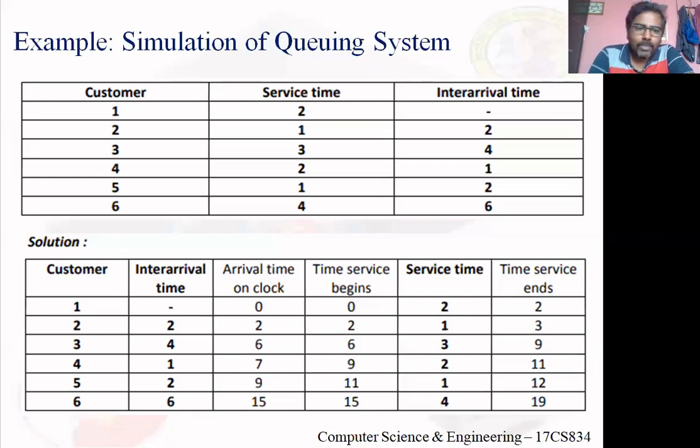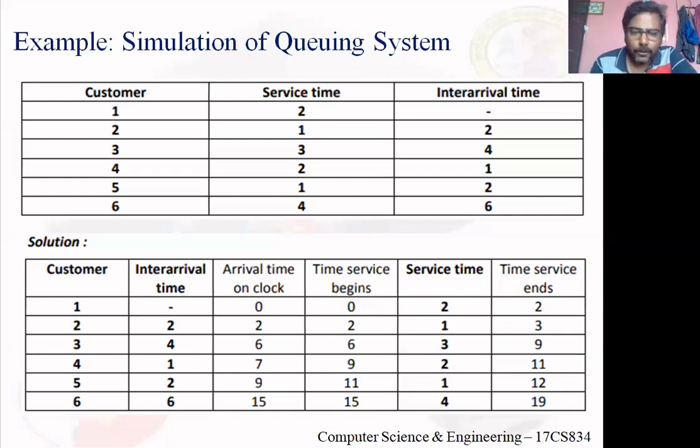Can anyone say what the waiting time for customer 1 is? It is nothing but the time service begins minus arrival time. So the first customer's waiting time is 0 minus 0, 0. Second customer's waiting time is 2 minus 2, 0. Third customer's waiting time is 6 minus 6, 0. So the first 3 customers' waiting time is 0.